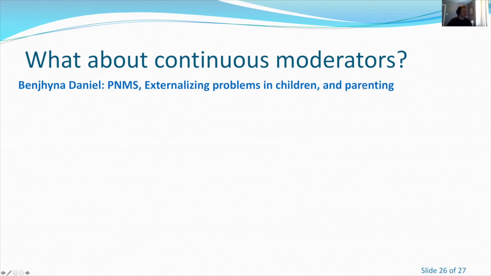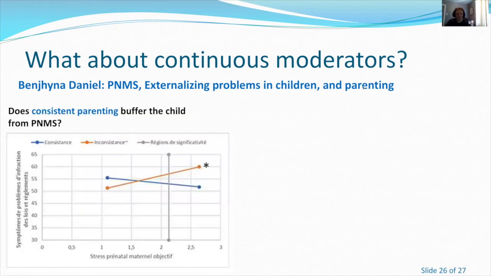In particular, she was looking at the consistency of discipline that the mother espouses in a questionnaire. So for this question, does consistent parenting buffer the child? This was one of her output graphs. And so we can see that this time it's maternal objective exposure, or her objective level of hardship from the floods. That's our predictor variable.